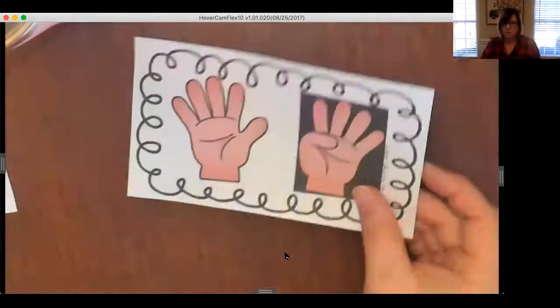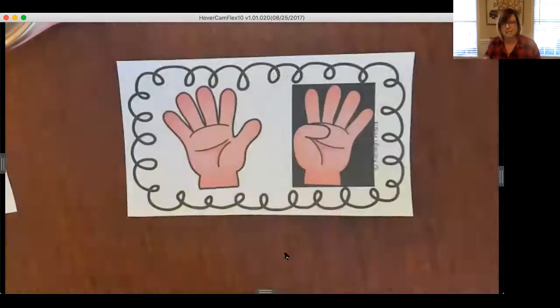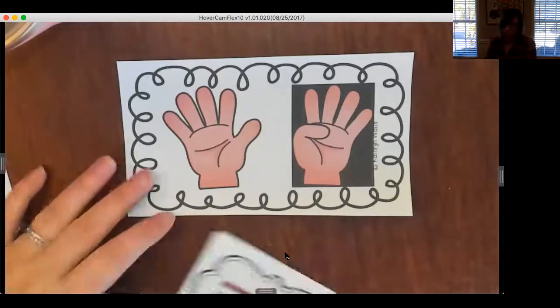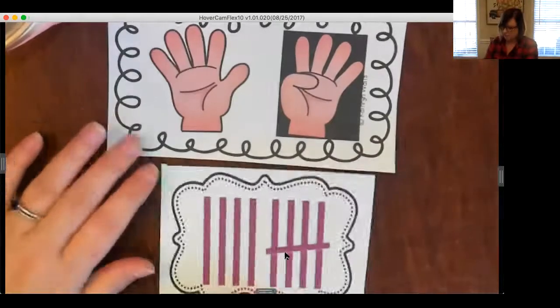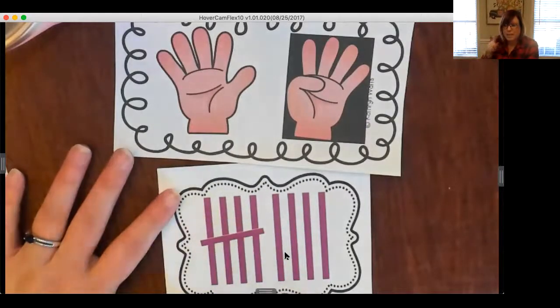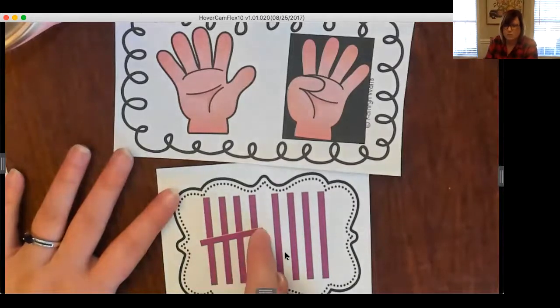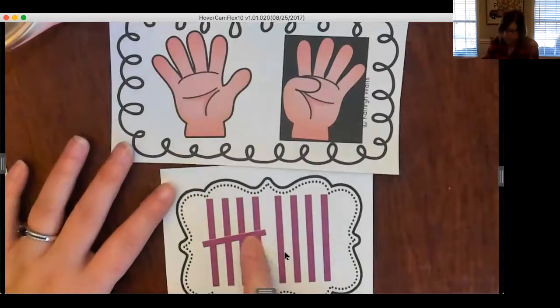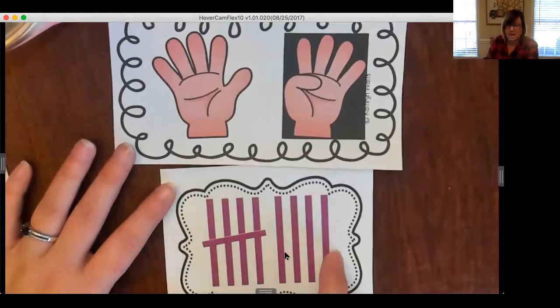Our next number is the number, what? 9. Show me a 9 with your hands, your fingers. Okay, you have 9 fingers right there, 9. That's 9, and we can also do 9 tally marks. Let me put this way so it's upside down. So we have 5, and I already know that because I see the line going through it. So there's no need to go back and count these. It's automatically 5, and then you count on 5, 6, 7, 8, 9.